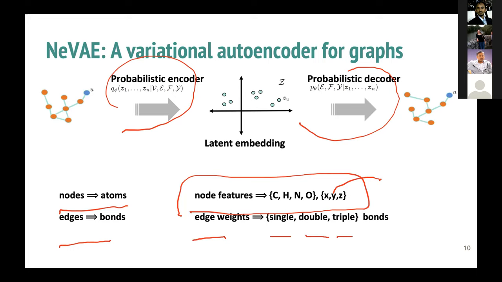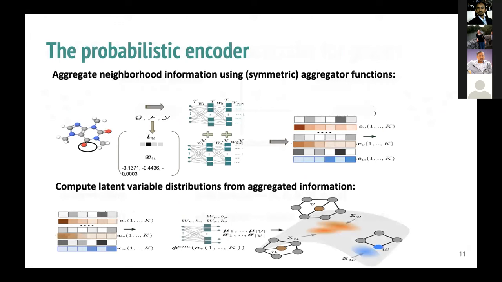So we have this probabilistic encoder, and we put it into the typical VAE structure. We put them in a latent embedding space, and then we do the probabilistic decoder from this latent embedding space. So let us go a little more into detail. The probabilistic encoder, like a typical GNN, aggregates neighborhood information using a symmetric aggregator function.